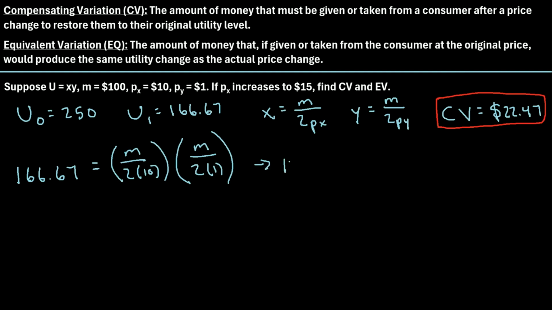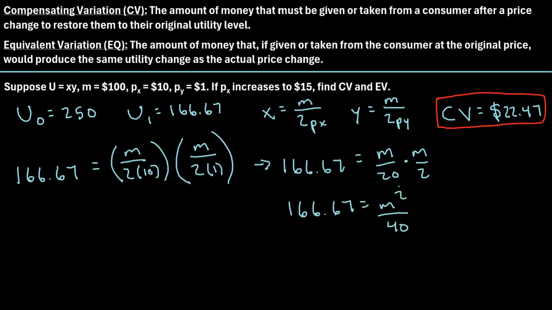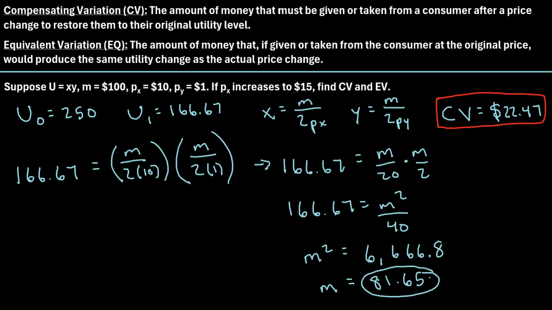So we'll find that 166.67 is equal to m divided by 20 times m divided by 2. So we'll find 166.67 is equal to m squared over 40, so 20 times 2 is 40. If we multiply both sides by 40, we'll find that m squared is equal to about 6,666.8. If we take the square root of both sides, we'll find that m is equal to about 81.65. So if we reduced the consumer's income to $81.65, it would produce the same utility level as the actual price change.